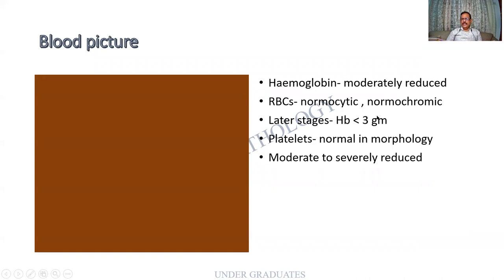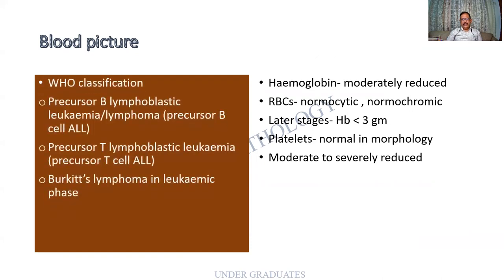Look at this one in the late stage. The patient can have as low as 3 grams. And obviously, there will be a cardiac failure. Platelets are reduced. And it can be moderate to severely reduced. So this is a general feature. Purposely and pertinently, I have not included the WBCs in this.